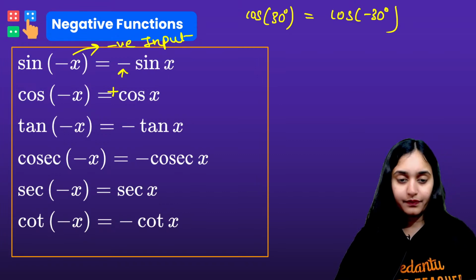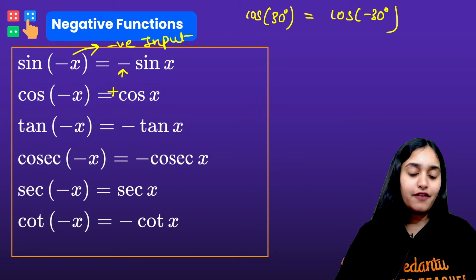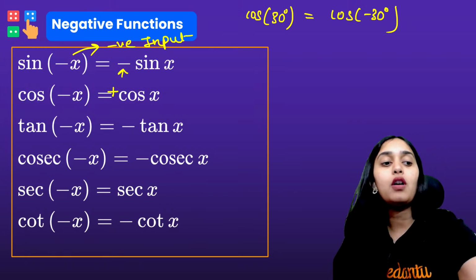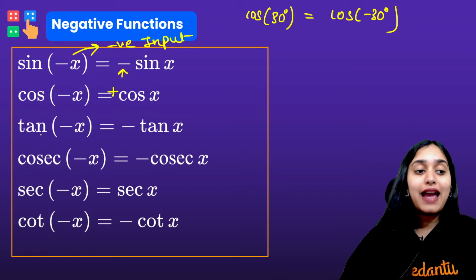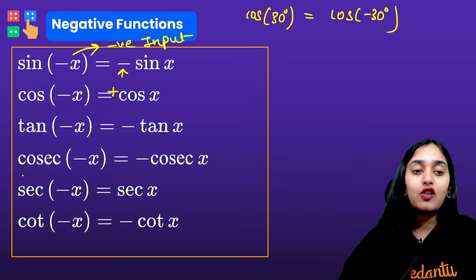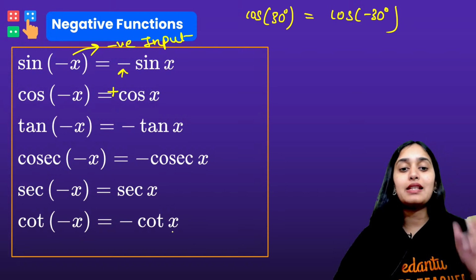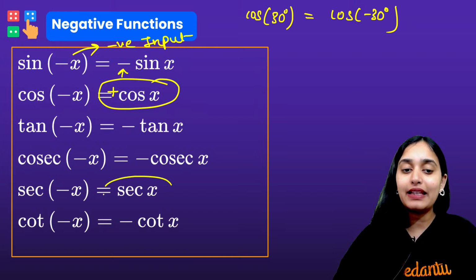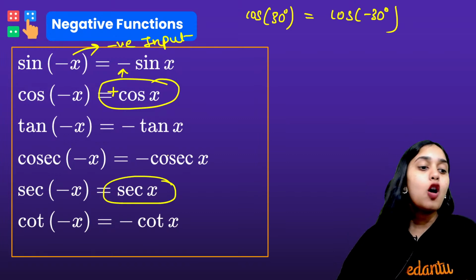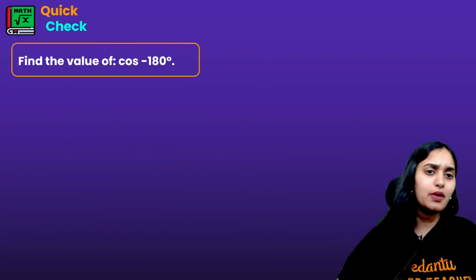Fine now. These are the rules that define whether it will be a negative or a positive output. So tan of minus x is minus tan x, cosec of minus x is minus cosec x, sec of minus x is positive sec x, and cot of minus x is negative. So cos and secant are positive, all the remaining are negative. Understood? Let's do a quick question.